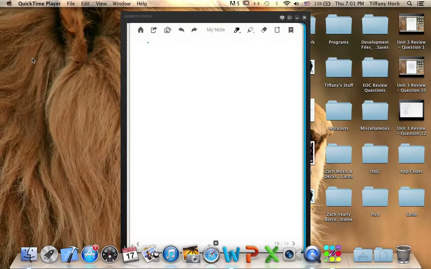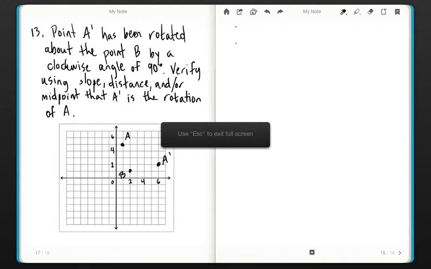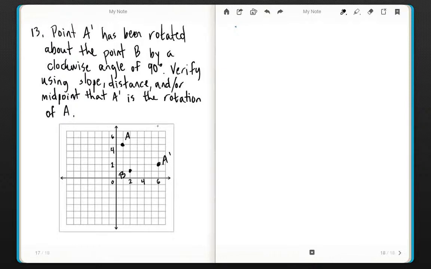Question number 13 is another question where you're having to prove whether a particular point has been rotated. It says point A, the transformed point A, has been rotated about the point B by a clockwise angle of 90 degrees. Verify using slope, distance, and/or midpoint that A prime, the transformed A, is in fact the rotation of point A. So our goal is to verify that this new point is simply the original point A rotated 90 degrees about point B.